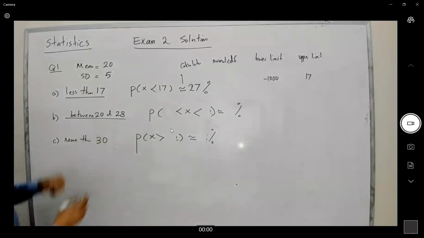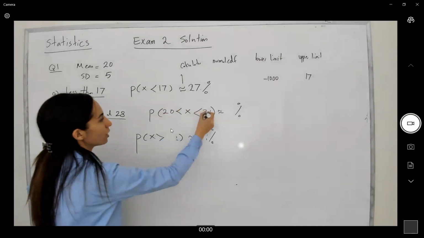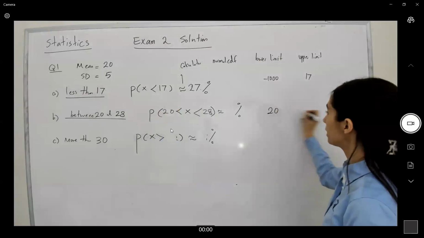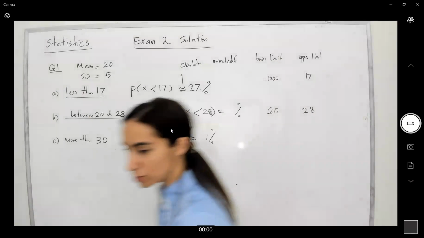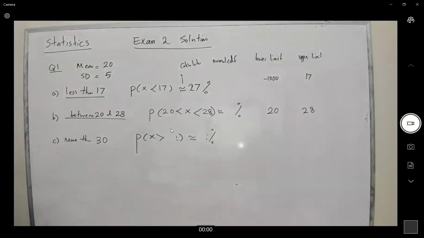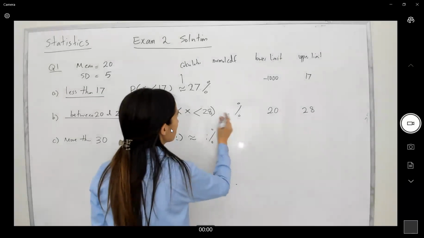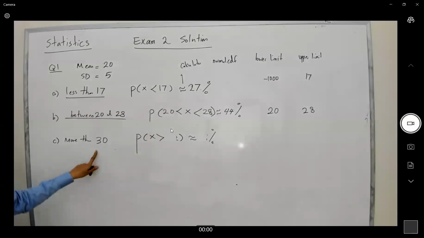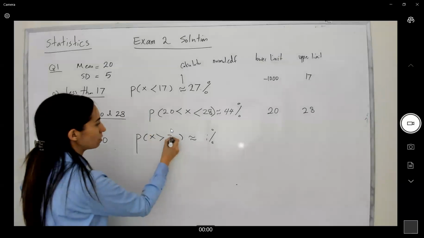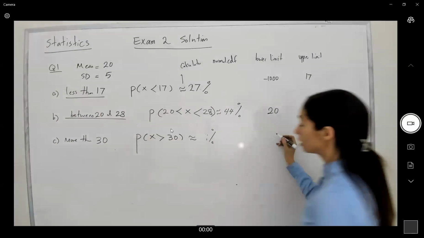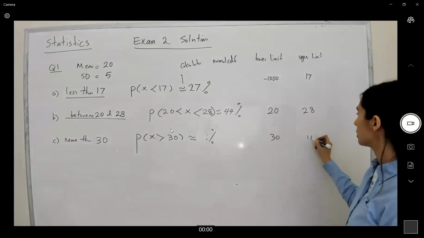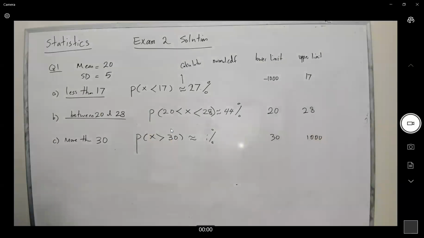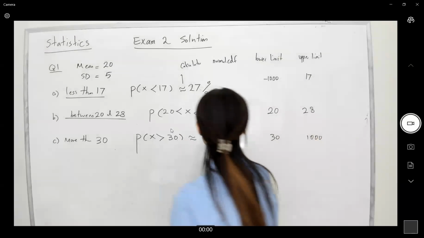Between 20 and 28, 20 minutes to 28 minutes, your lower limit is now 20 and your upper limit is 28. If we use our calculator, it gives us 44%. The probability is 44%. And finally, more than 30 minutes. It means that your lower limit is 30 and your upper limit is 100 or 1,000. If we do the calculation, it gives us almost 2.28.